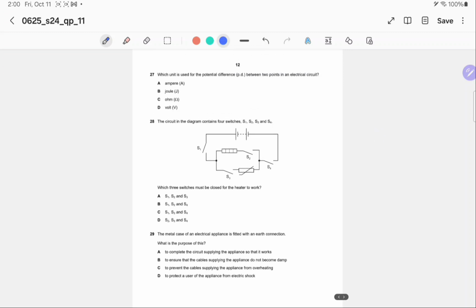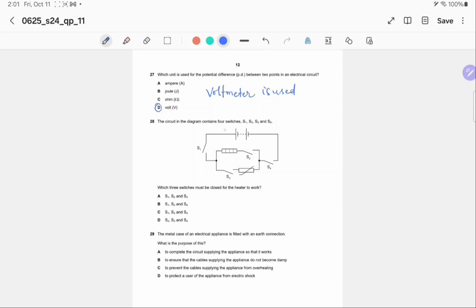27th question. Which unit is used for potential difference between 2 points in an electrical circuit? So in an electrical circuit, the potential difference between 2 points is measured by a voltmeter. So the unit will be volt.